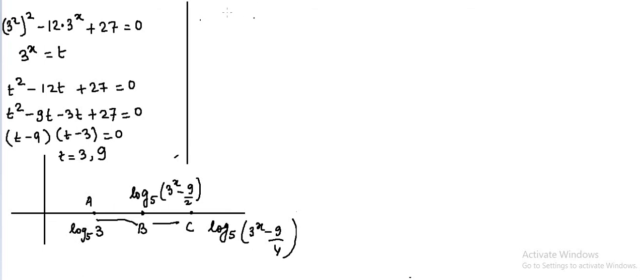Now if you equate it, then 3 to the power x is equal to 3, and you are also obtaining 3 to the power x is equal to 9. So what are the values of x that you are obtaining? On one side x will give you 1 and on the other side x will give you 2. But you will observe that when you put x equal to 1 in the points that we have been provided, you will find a negative term inside the bracket.